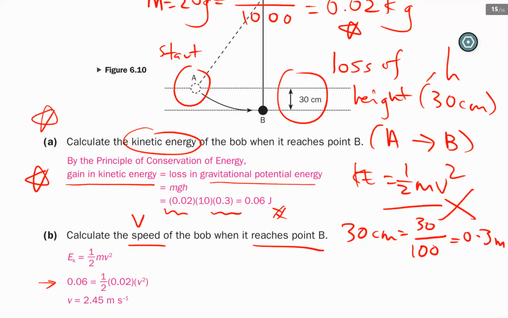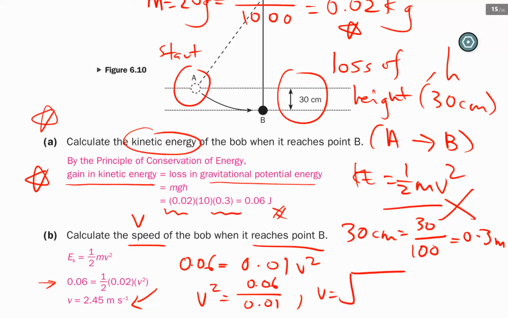So after you reach this step, a lot of students are very confused. How do they reach from here to here? So I'll show you the steps now, the breakdown. So first, write down 0.06 is equal to half of 0.02, which is actually 0.01, right? Then in order to make v the subject, v squared will be equal to, you bring this over, so 0.06 divided by 0.01. And then your final step, v is equal to the square root of 0.06 divided by 0.01. So your answer should be 2.45 meters per second.